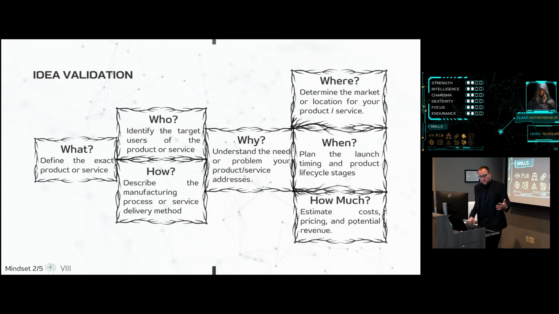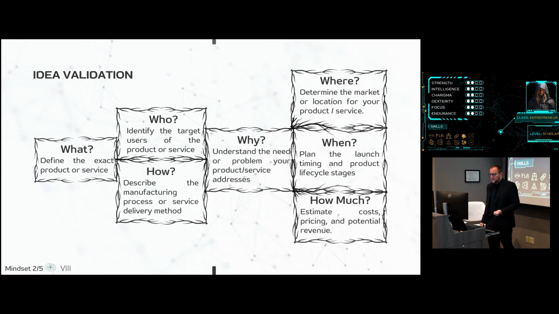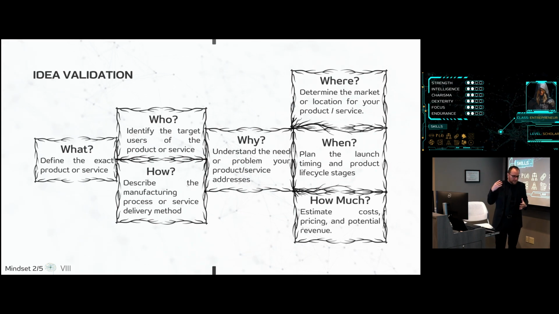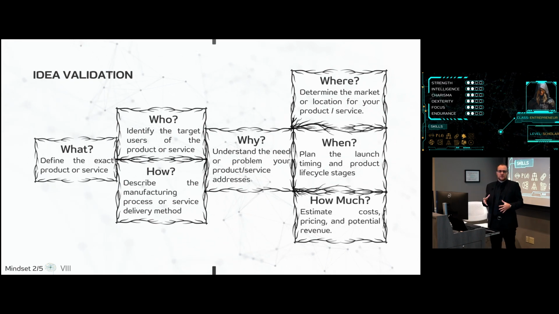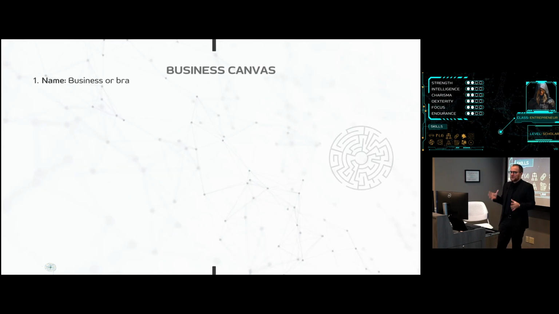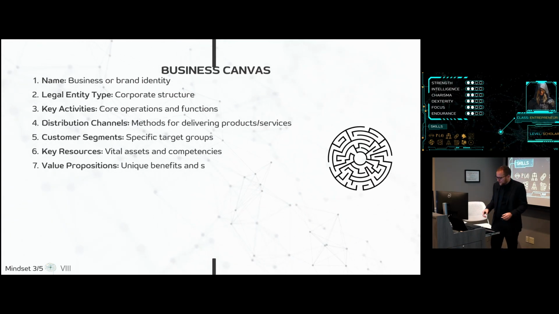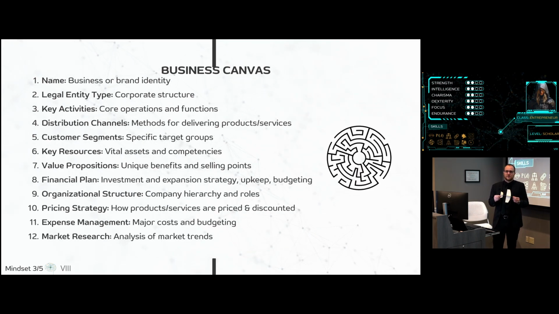Now, where are you going to do that? You have to determine the market and the location of your product or a service. Also, understanding of when you will be launching your product and what are the life cycle stages of that project. And of course, as we've talked about finance, you have to estimate costs, your upkeep, and your potential revenue. We need to draw a business canvas. What is a business canvas? A business canvas is a model of your project.